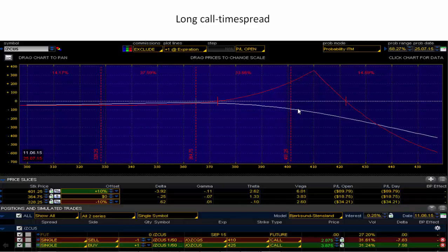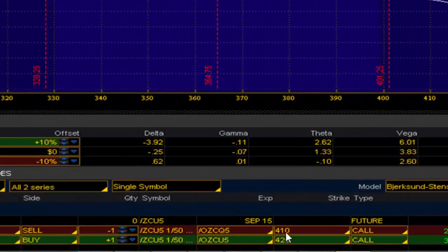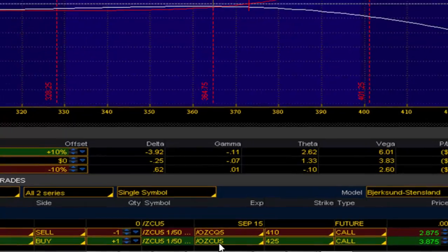Let's make it clear using this chart. This is a long call time spread. You are short a call with strike 110 on September futures of corn, but this option expires in August, and long a call with strike 125 on September futures on corn. I call it a long call time spread because you have to pay a premium, which means to buy.